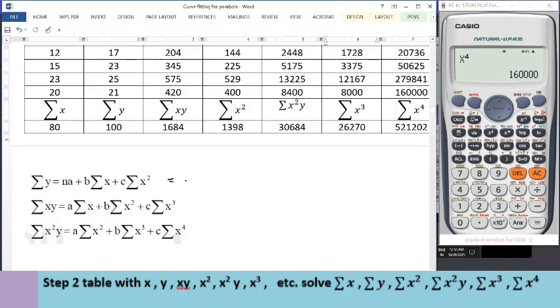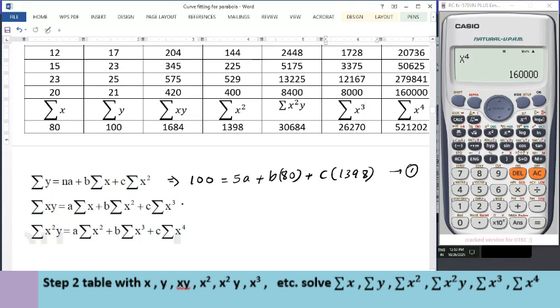Okay, what is summation y? In this case it is 100. So data is here only at the top of this screen. So it is 100. Then I have n. Please remember, n is 5, correct? 5a plus, write down, students, write down fast. B, summation of x we have 80. So we'll substitute here 80. Okay, plus c, summation of x square. Here we have summation of x square, that is 1398. So this equation 1 is ready.